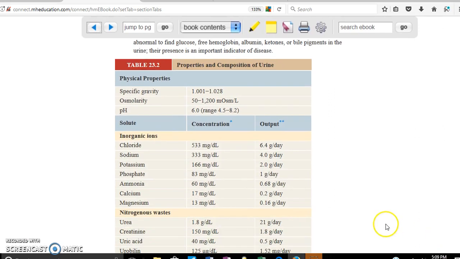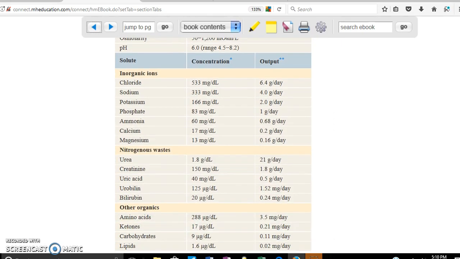So basically there are two basic characteristics. Some of them are going to be physical properties and the other ones are going to be chemical characteristics. Specific gravity, osmolarity, pH, this is something you should know for your exam. Normal chemical composition, you have salt, potassium, phosphate, calcium, right? And nitrous waste. Very important. You're supposed to have urea, creatinine, uric acid, right? So those are normal findings in urine.